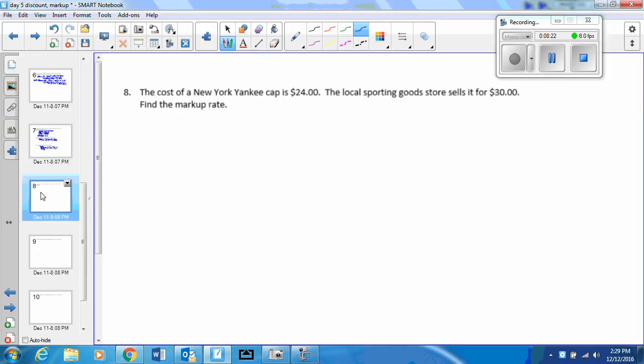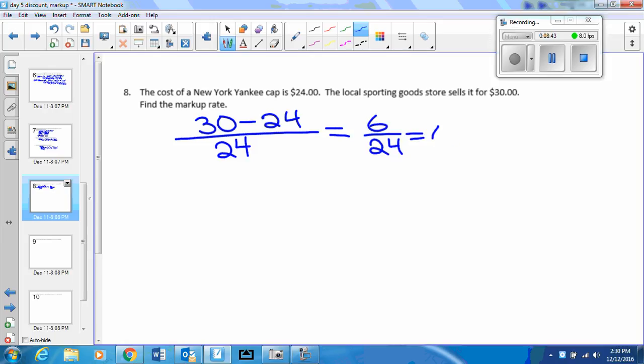The cost of a New York Yankee cap is $24. The local sporting goods store sells it for $30. Find the markup rate. So to find the markup rate, I take the amount of markup, so 30 minus 24, and divide it by the original cost. So I'm dividing 6 by 24, which is 0.25, or 25% markup amount.